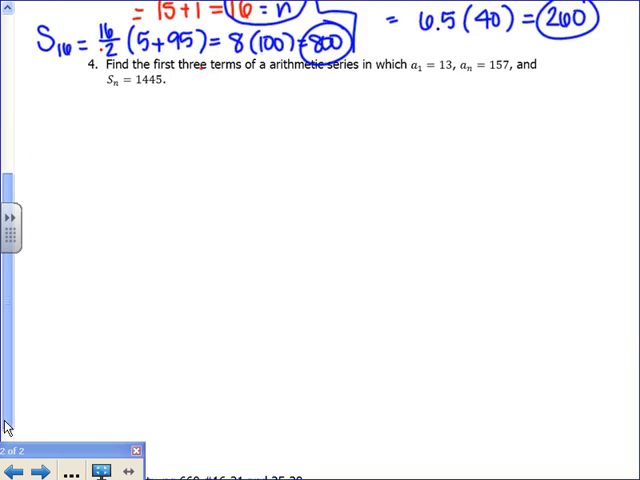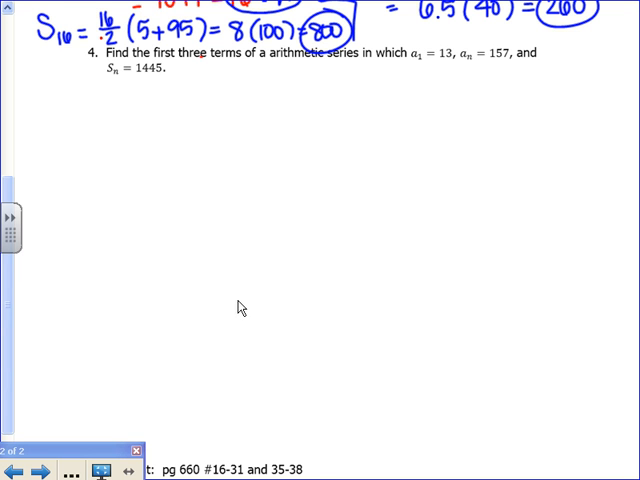Okay? Last one, last example. Number 4. Find the first three terms of the arithmetic series in which a sub 1 is 13, a sub n is 157, and then s of n is 1445. Now, they're not giving you the n, and they're not giving you the d. All we know is that our sequence starts at 13, and then goes on for so many numbers, but we don't know what that is, and it ends at 157. And we know that them added together equals 1445.